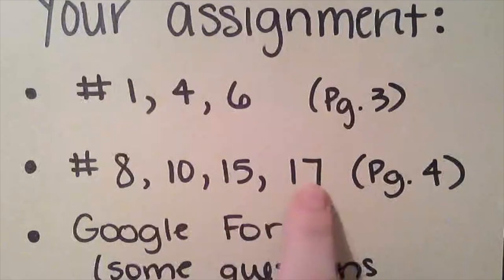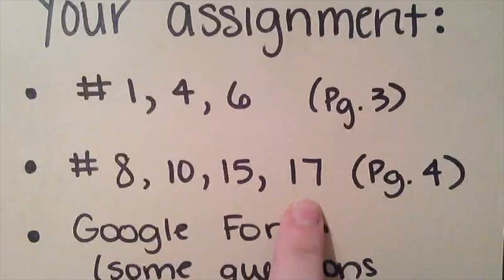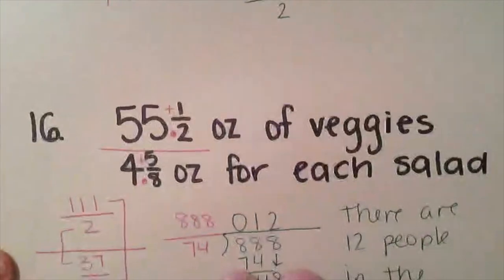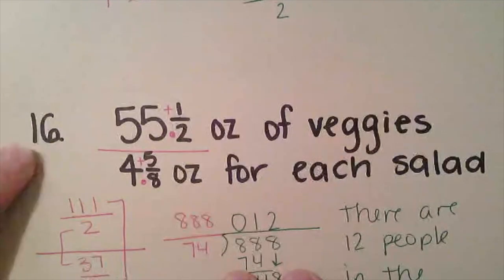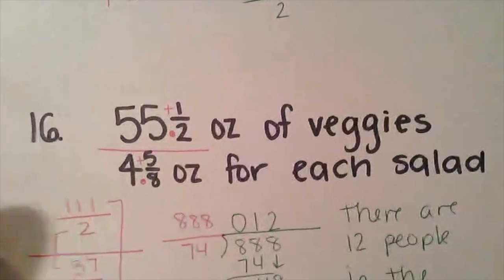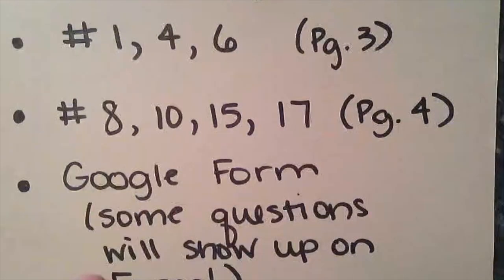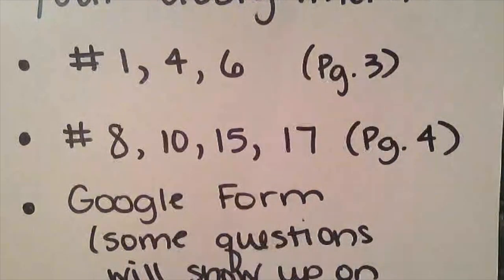Now 17 is going to piggyback off of our answer that we just got for question number 16. That was this one right here. So you're going to use this question, this answer that we got to help you with number 17. So once you complete those questions, you're going to do the Google form. Like I said, some of the questions will show up from the Google form, so you're not doing anything twice. If you have any questions, please make sure to make a note of it in the Google form, and we'll talk about this tomorrow.